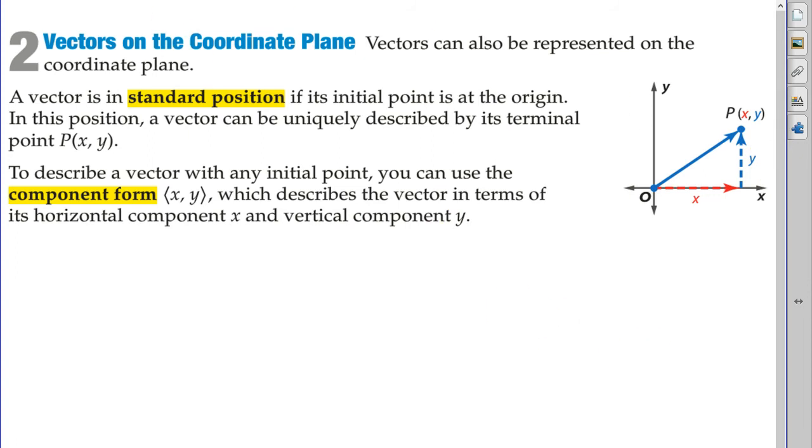So for this one here, if I wanted to describe this vector, P x, y works as it's at the origin. But if I wanted to use component form, I would just say this, whatever x and y are. Because it means I've gone right x units, up y units. If x is positive, it means right. If y is positive, it means up. If x is negative, it means left. If y is negative, it means down. Just like an ordered pair. It just is not an ordered pair because we don't know where it's starting necessarily.